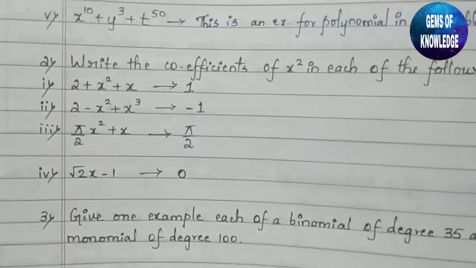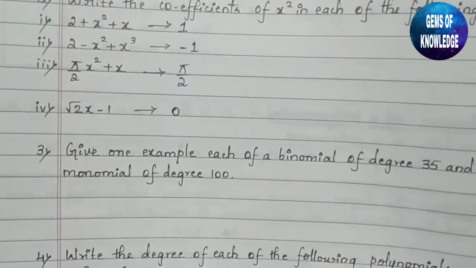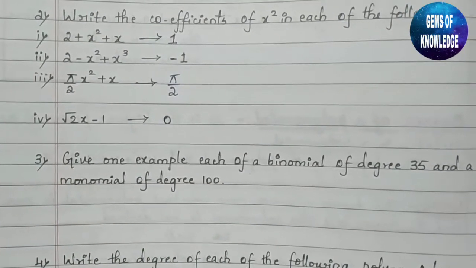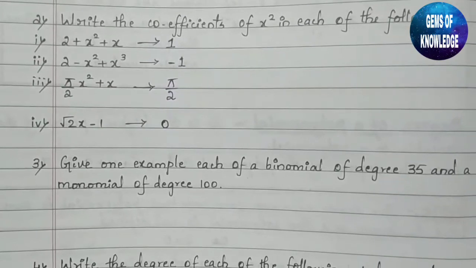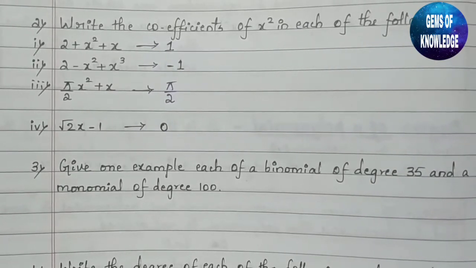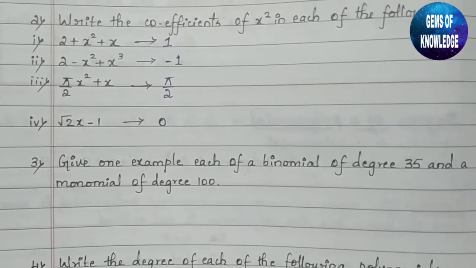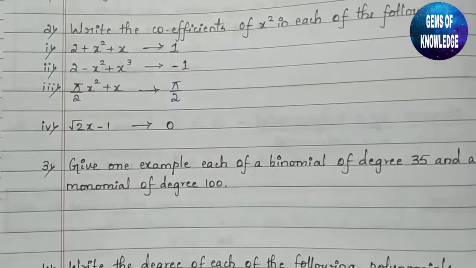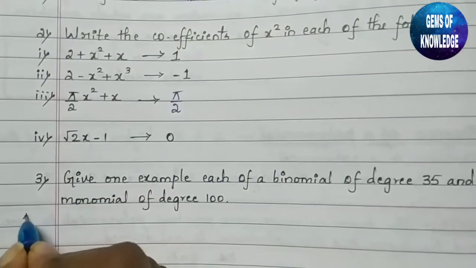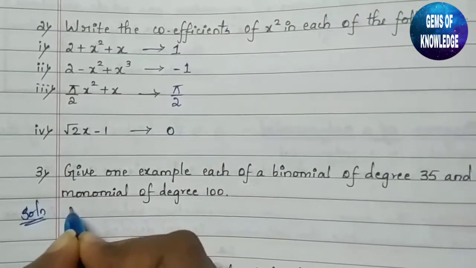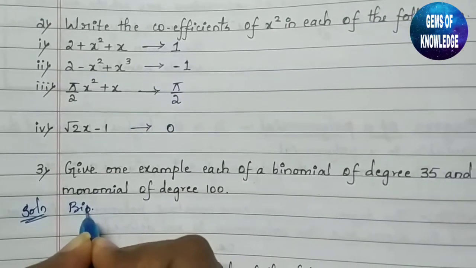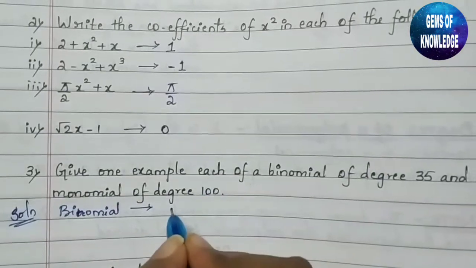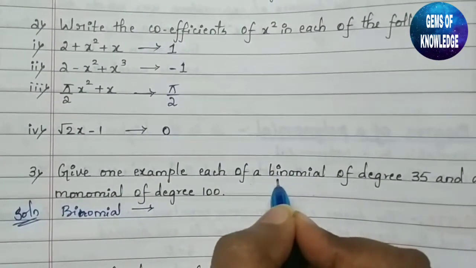Okay, the next case you can see, give an example each of a binomial of degree 35 and a monomial of degree 100. So you need to write a binomial which has a degree of 35 and a monomial of degree 100. Okay, so you can see the solution over here. So directly we can write a binomial of degree 35.